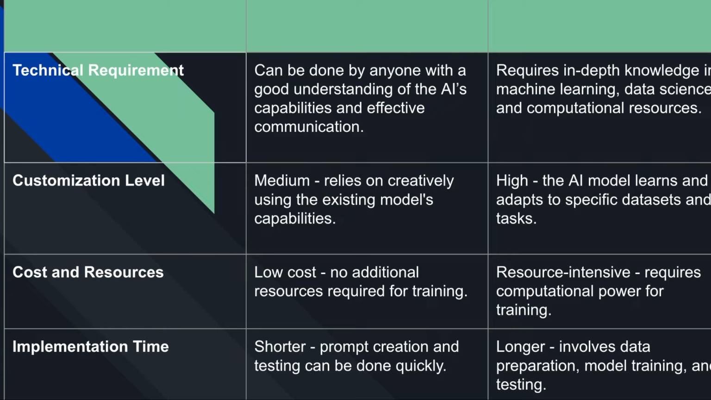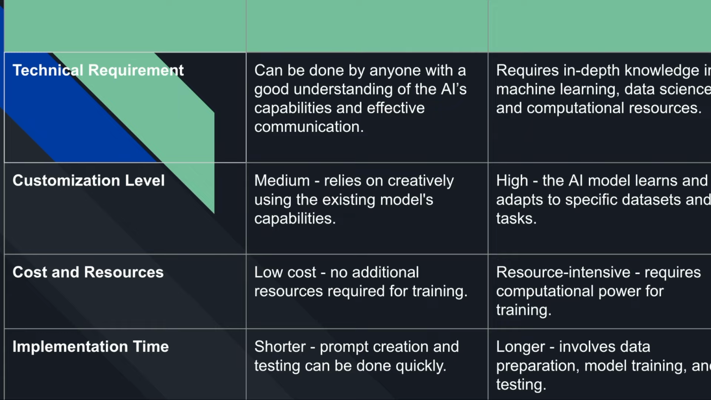Now, let us understand the difference between both of these in different aspects. So, let us understand the technical aspect. If I talk about prompt engineering, it can be done by anyone who has a basic understanding of AI and understands the nuances of guiding the conversation. So anyone who can ask very precise questions can do prompt engineering. Fine tuning requires in-depth knowledge of machine learning, data science, and computational resources. So you need some technical person to do that.